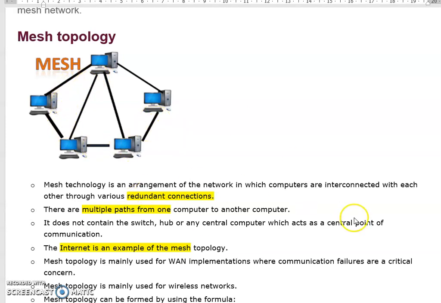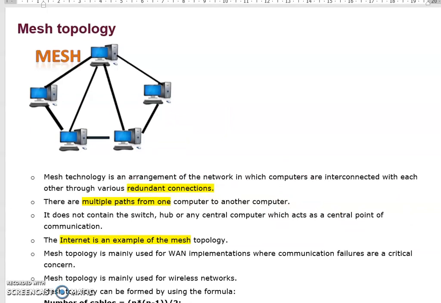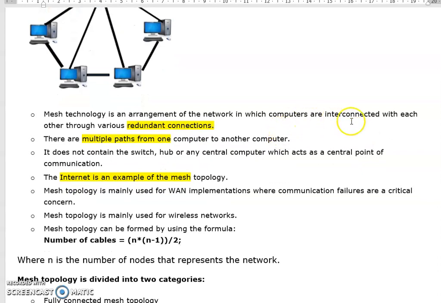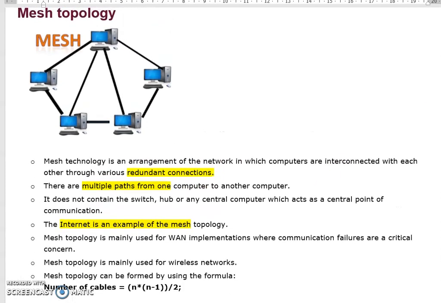So here we are going to see mesh topology. Mesh topology is the arrangement of the network in which the computers are interconnected with other computers through various redundant connections. This is called a redundant connection. For example, this computer has already established a connection with this one, and this computer also establishes a connection with this one. So between these computers there are 2 dedicated links. This is called redundant connections. There are multiple paths from one computer to another computer.